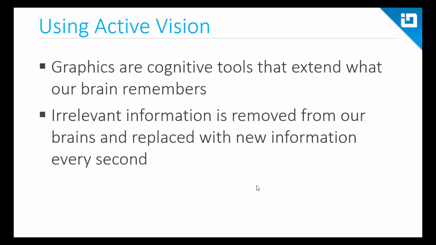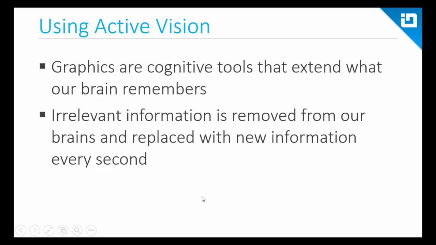This is really called active vision. Active vision defines how graphics are cognitive tools that extend what our brain remembers. Irrelevant information is removed from our brains and replaced with new information every second. So our active vision is really what we're looking at in the moment, our field of information that we can draw from to make decisions, to create hypotheses, or to ask more questions. If you start to think about visuals and graphics and a person's active vision as cognitive tools, then you can really start to craft your visualizations in a way that will be memorable.